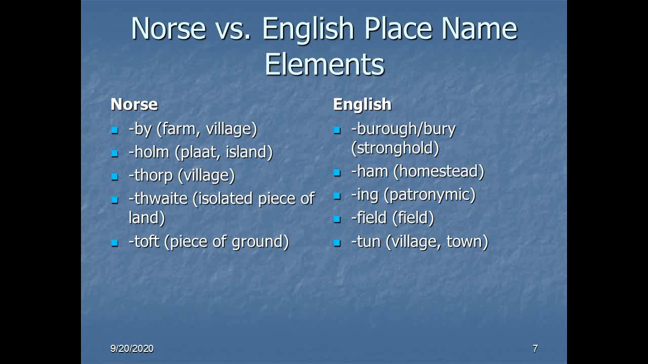Similarly, and maybe you've wondered this yourselves, I had always wondered where the term bylaw comes from. Well, bylaw is just village law. That's it. It comes from Norse.